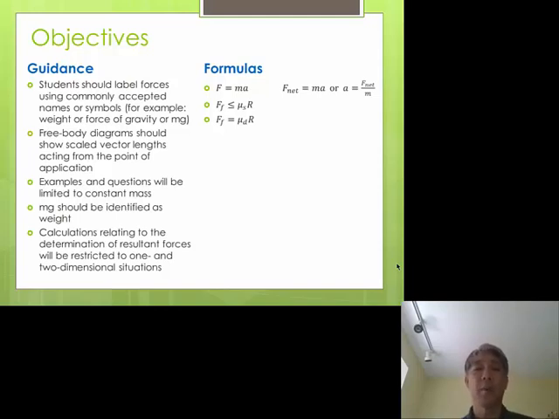In terms of formulas, there's a couple of things about the formulas that I want to point out. The formulas on the left are the way the formulas are listed in the data booklet. We are given F equals ma, and the force of friction is less than or equal to mu s R. Force of friction is equal to mu d R. What are those? We'll talk about them in more detail, but I don't like the F equals ma formula.